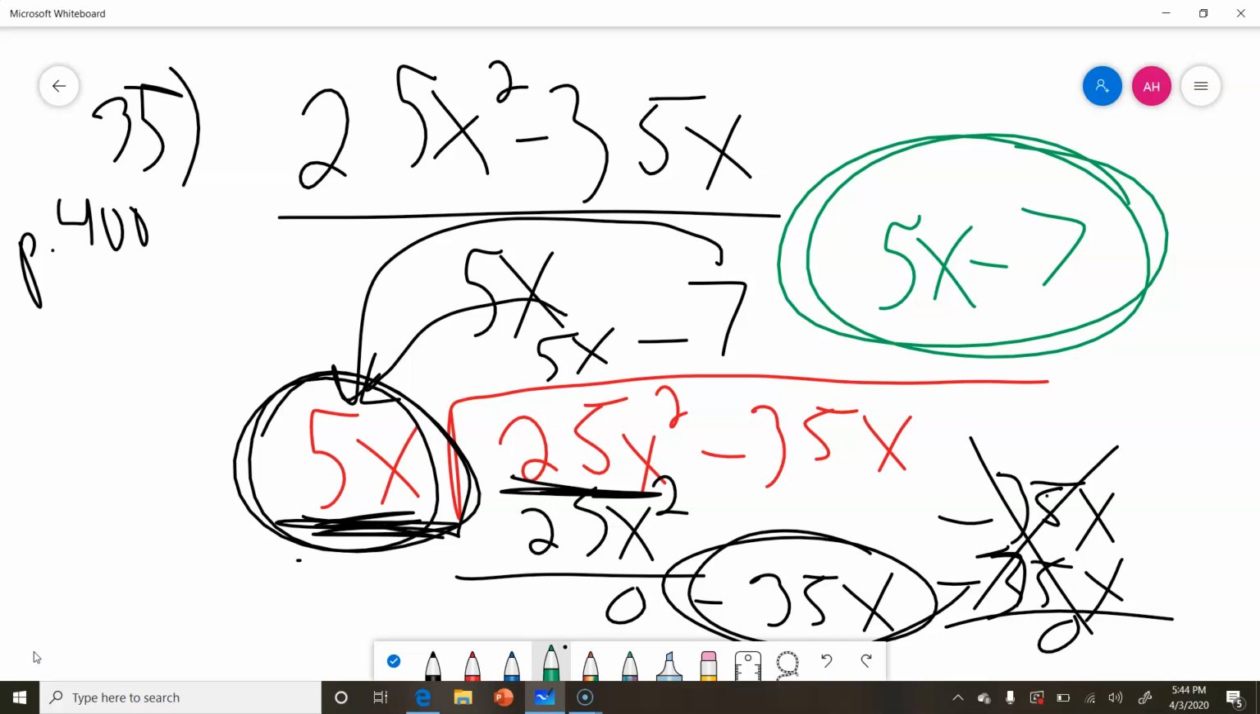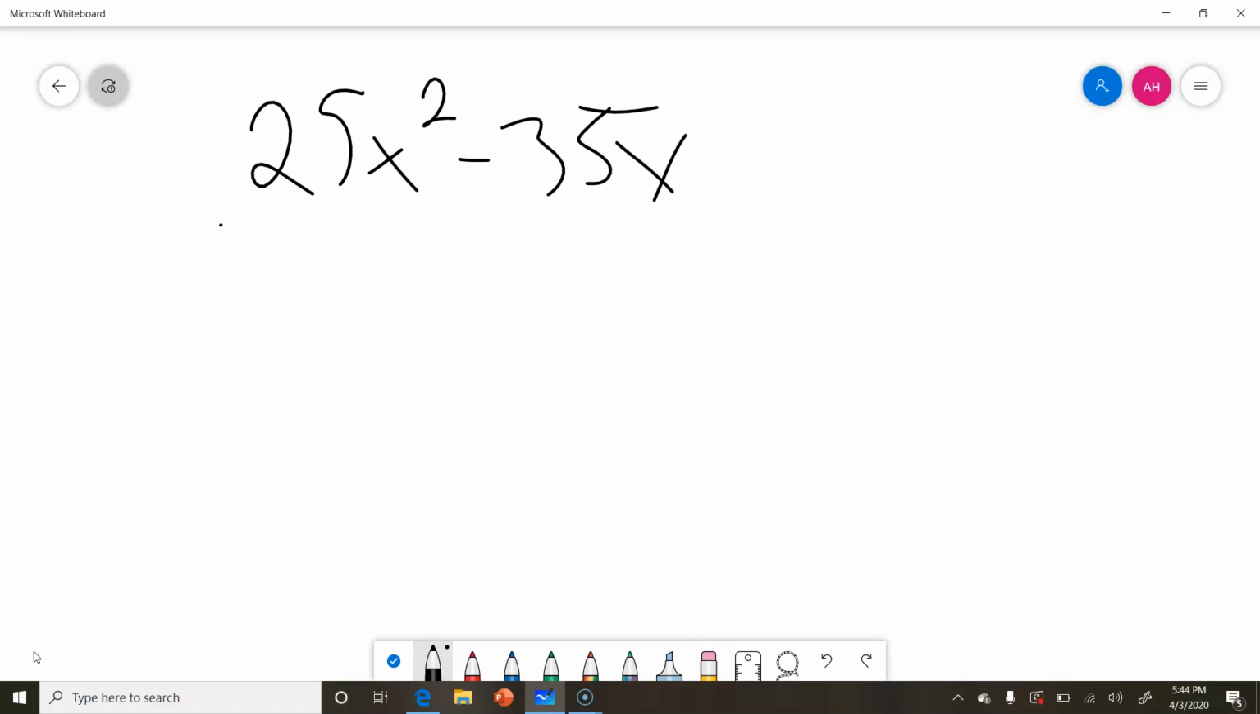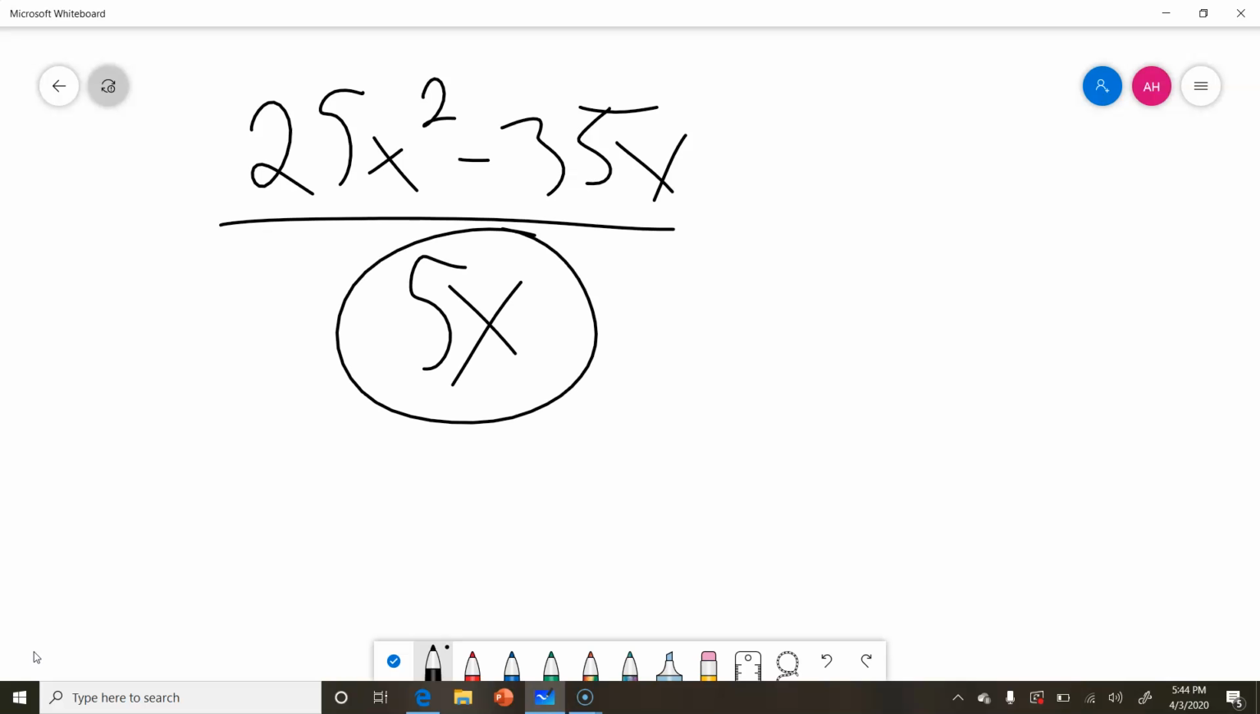Or, if you want to do it another way, when there's only one term on the bottom, look at this. This is a cool thing. We're going to do the same problem: 25x squared minus 35x divided by 5x. When it's only one term in the bottom, look what we can do.